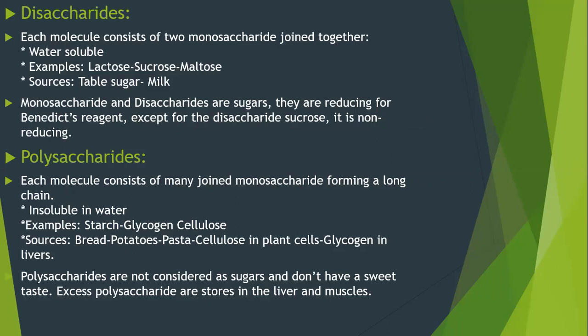So the next thing is the polysaccharides. Each molecule consists of many joined monosaccharides forming a long chain. They are insoluble in water. Examples are starch, glycogen, and cellulose. Sources are bread, potatoes, pasta, cellulose in plant cells, glycogen in liver. Polysaccharides are not considered as the sugars, they don't have a sweet taste. Excess polysaccharides are stored in liver and muscles in the form of glycogen.